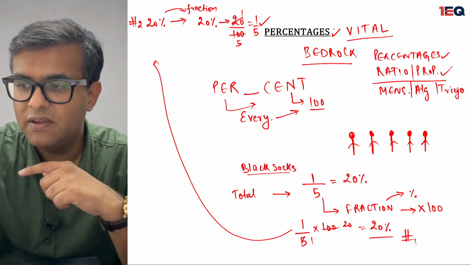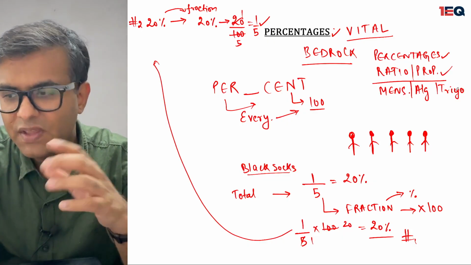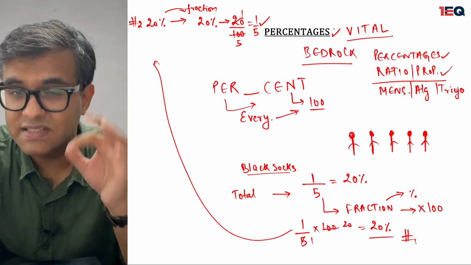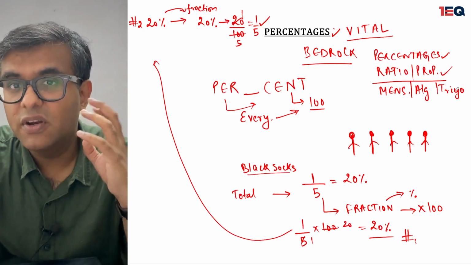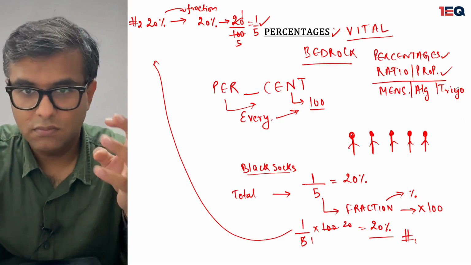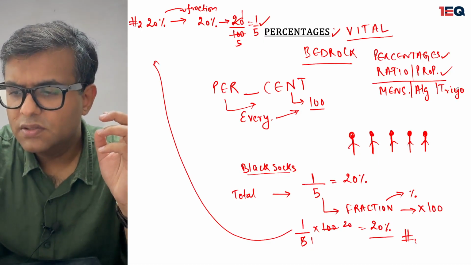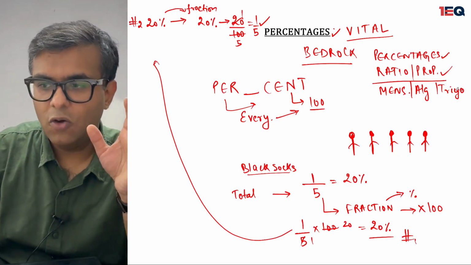Okay, 2 out of 5 would give me 40%, and 3 out of 5 would give me 60%, 4 out of 5 would give me 80%, and 5 out of 5 would give me 100%. Okay, so I've made it pretty clear of how percentages work.